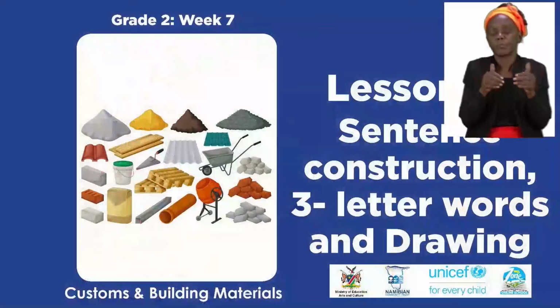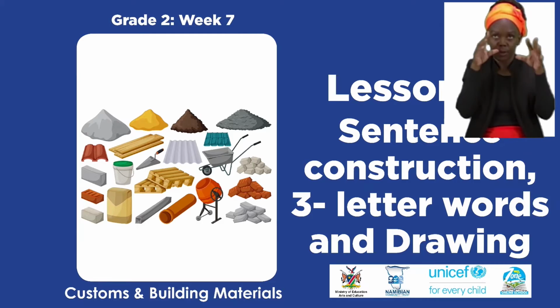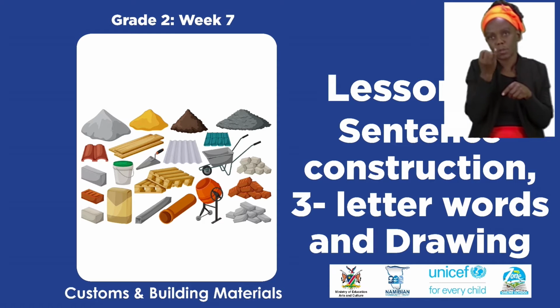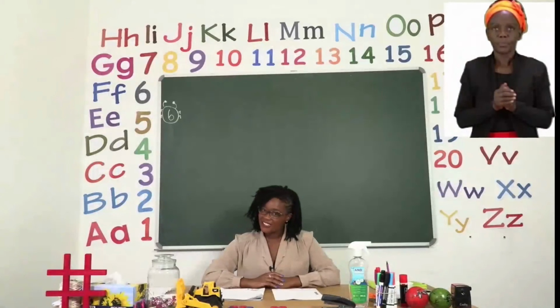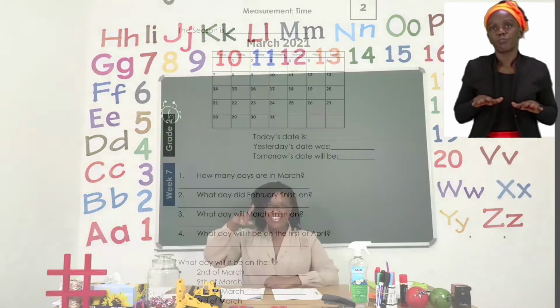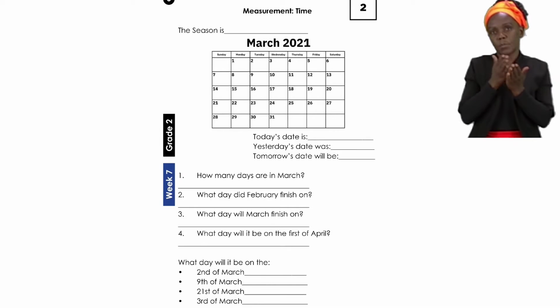Well done. For today's lesson, we will be talking about sentence construction and 3-letter words plus drawing. For our first exercise today, boys and girls, let's turn to page 6. On page 6, we are going to be doing measurement of time. And not just the time on the clock, but the time of the years using the month.